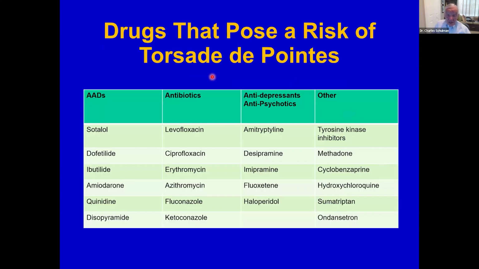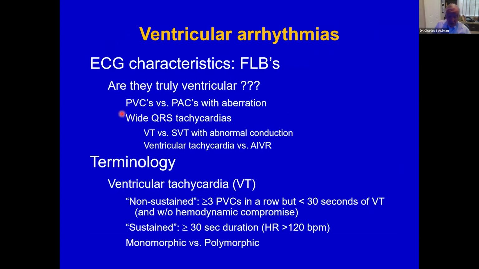There's a large list of drugs. This is why I emphasize this. There's a large list of drugs that pose a risk of torsade. The list is a page and a half, single spaced. So this is only a small representation of some of those drugs. They include antiarrhythmic drugs. It's actually the most dangerous side effect of antiarrhythmic drugs.